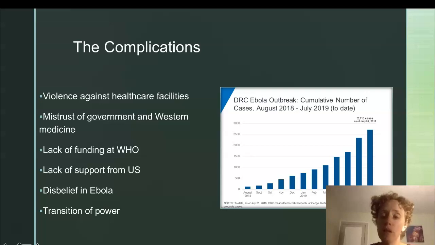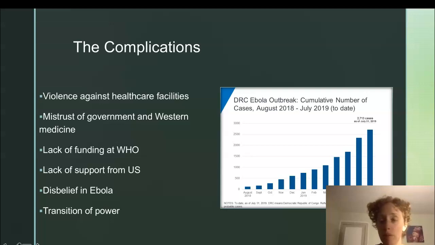So the complications here: on the right, you see the graph of the increase in death. So every month since August of 2018, more people have contracted the disease, and more people have died, obviously, because it's very fatal. So what's making it so hard to treat, right? We have this vaccine that's 100% effective, so what's making it so hard to prevent is that the organization is being disrupted by the inter-country violence. A lot of it's pitted towards healthcare facilities. In Eastern Congo specifically, there's a lot of mistrust of government and Western medicine.